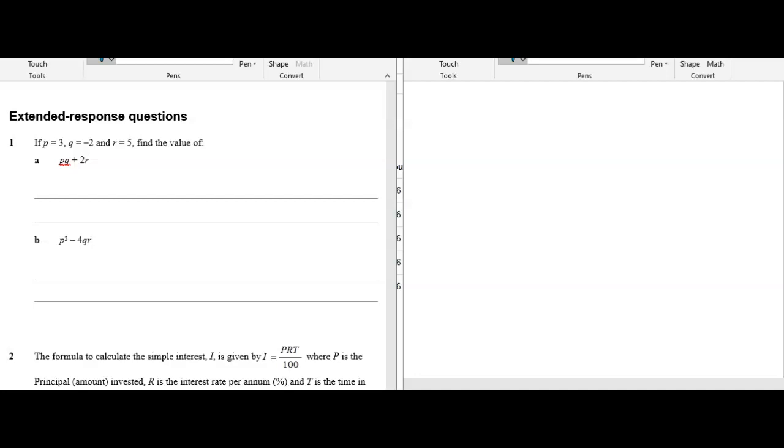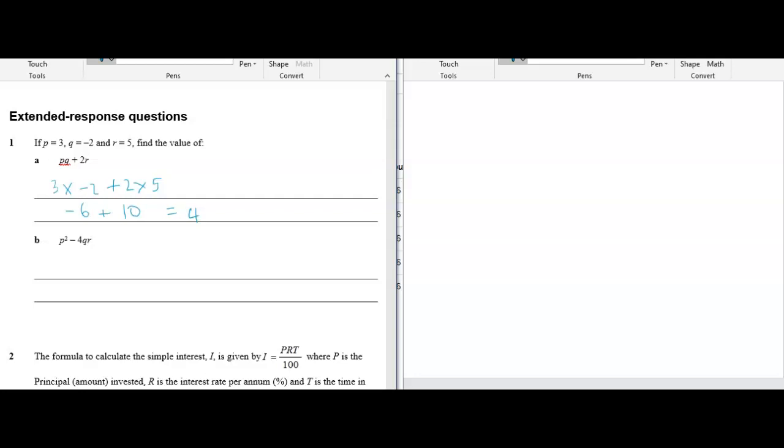of PQ plus 2R. So P is 3, so we're going to have 3 times Q, which is -2, plus 2 times R, which is 5. So 3 times -2 is -6, plus 2 times 5 is 10. So your answer is 4.